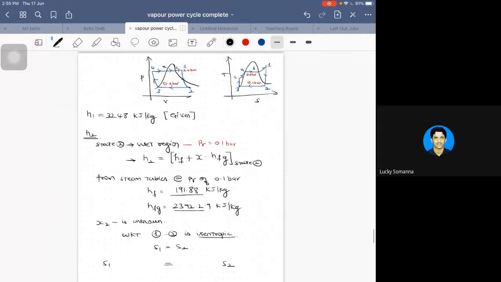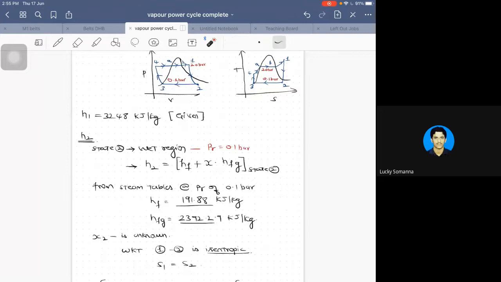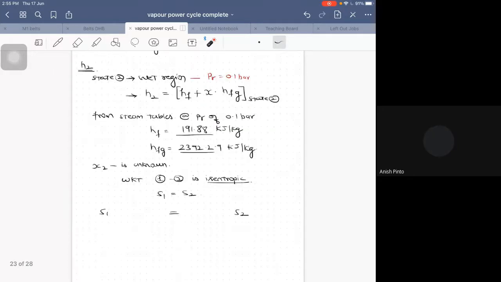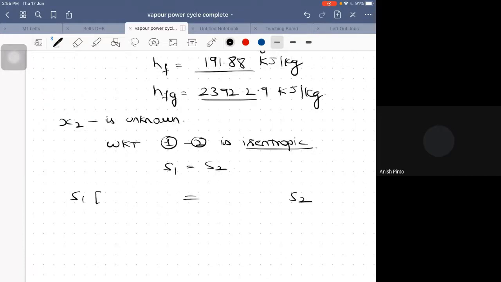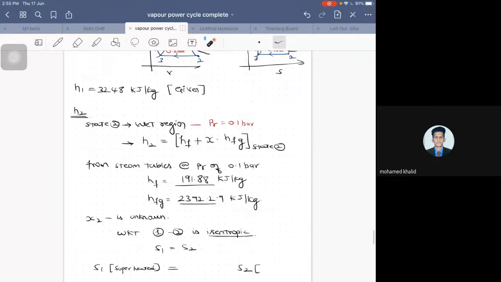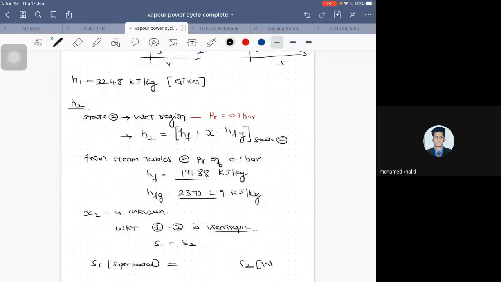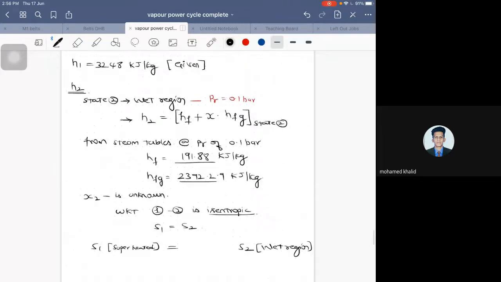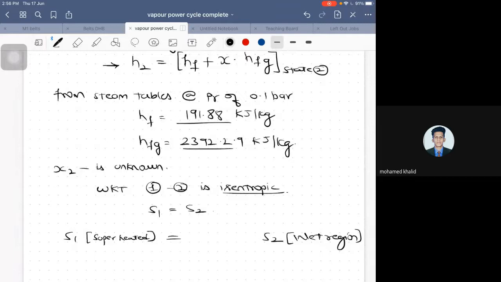Now, where is my state 1? Superheated region. So, state 1 is in the superheated region. I would just write it here for my convenience. And S2, where is it? Wet region. So, I would write it here as the wet region. Now, how do I calculate S1 and S2 if it is superheated and the wet region separately?